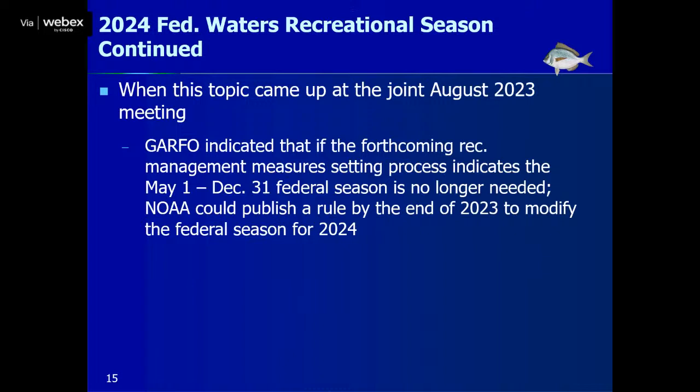So this topic came up again in August of 2023, and at that meeting, GARFO indicated that if the forthcoming recreational management measure setting process indicated that that season was no longer needed, NOAA could publish a rule by the end of 2023 to modify that federal season for 2024. So the season would not go into effect come next year.